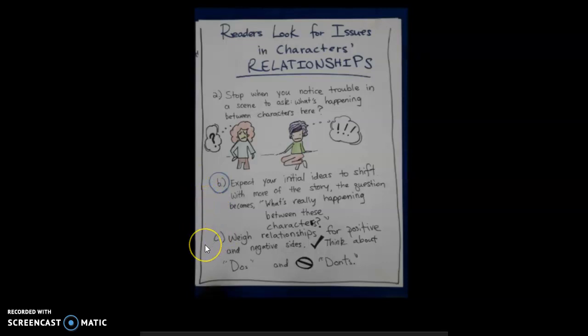And C, what is the weight of the relationship for positive and negative sides? So we want to think about do's and don'ts. So is there a relationship going from being positive to negative? Or is it changing from negative to positive? We want to keep that in mind as well.